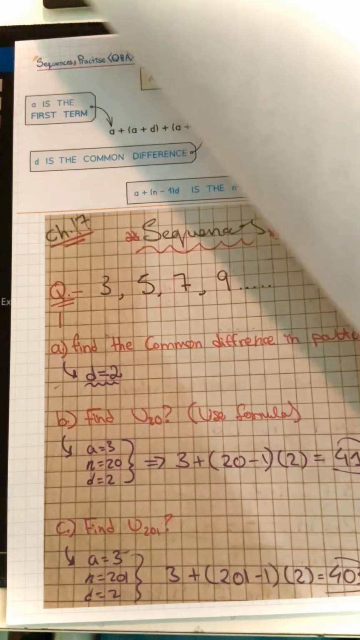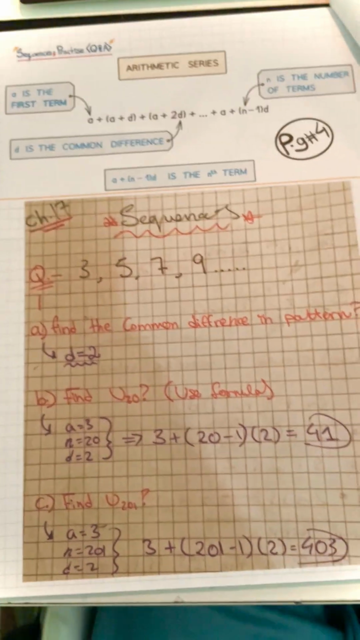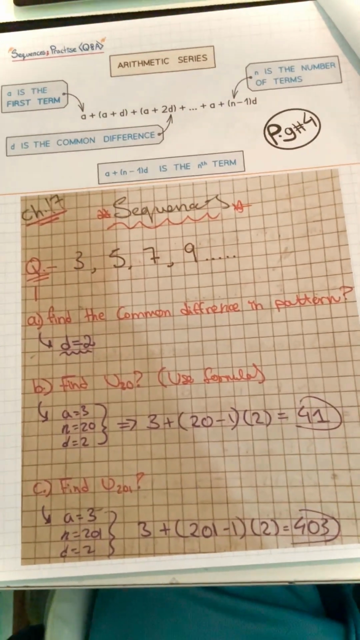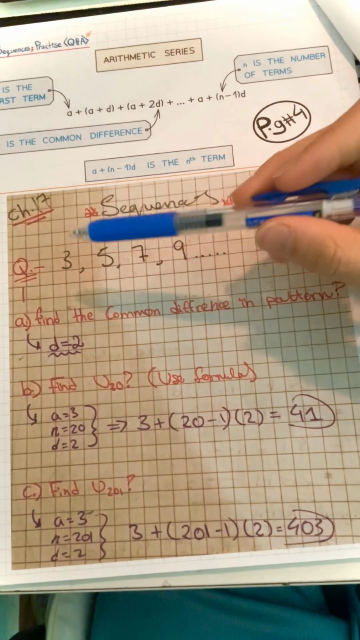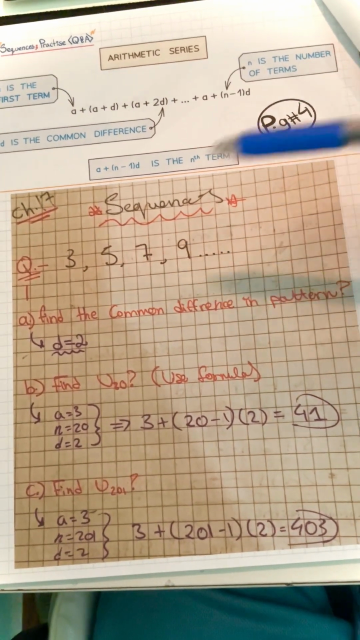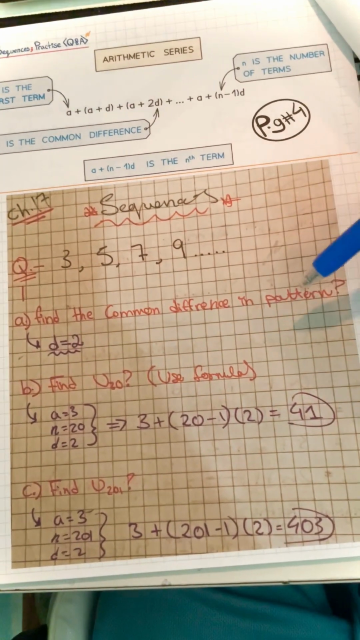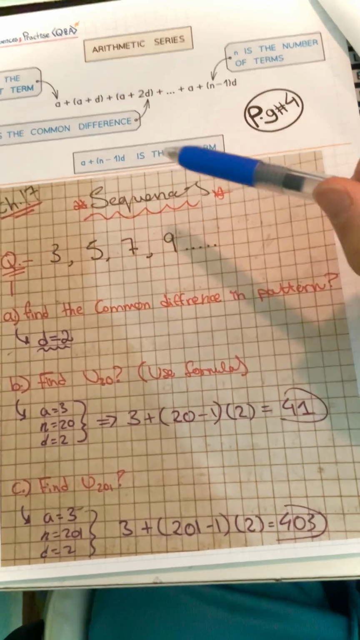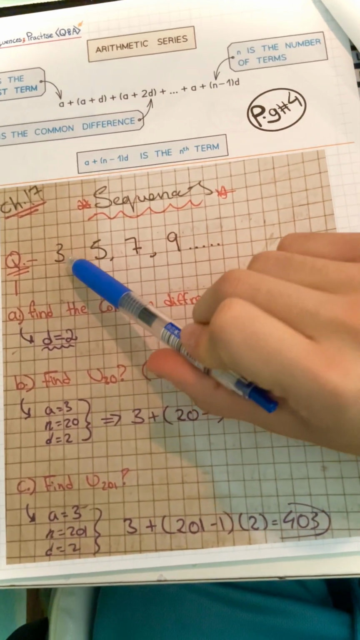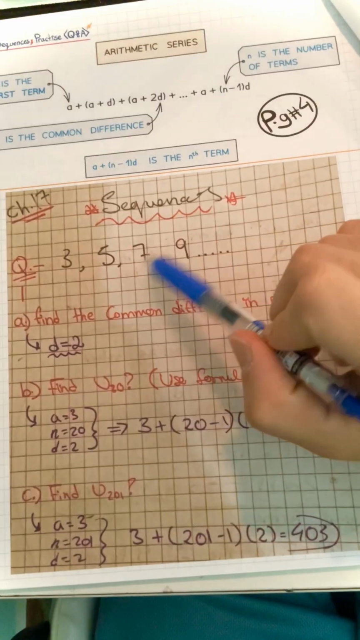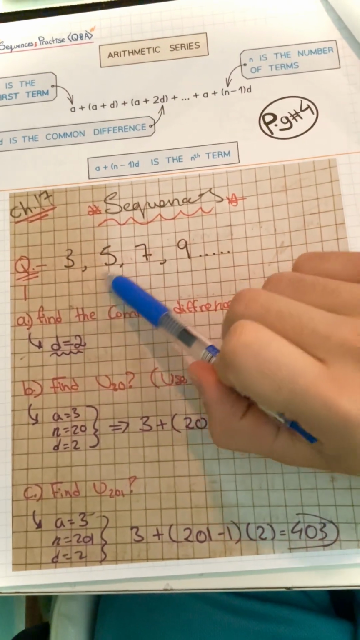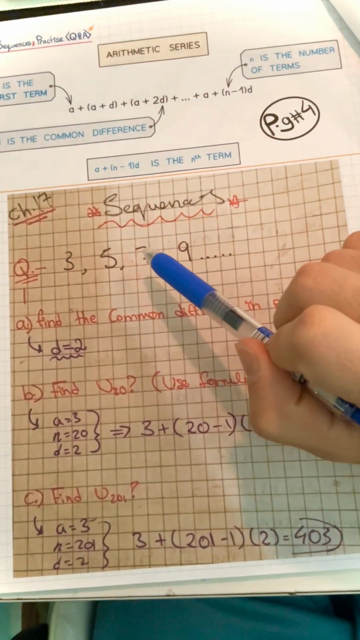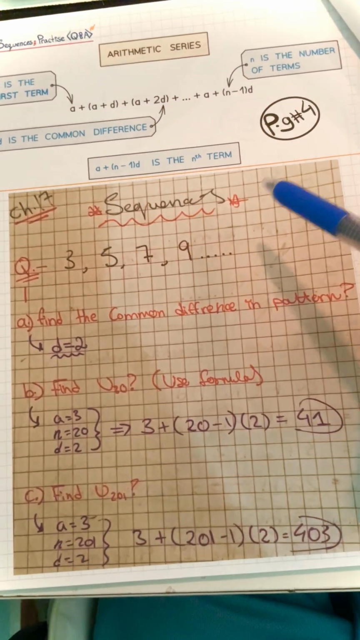I know you are really waiting to solve the questions, so let's have a look at how to use that formula. Okay, so our question here is 3, 5, 7, 9. Find the common difference in the pattern first, okay? This is part A. What is the common difference? Can you tell me? 3, 5, 7, 9. Yes, the difference is 2. We are increasing by the common rate of 2. So this is an arithmetic sequence.